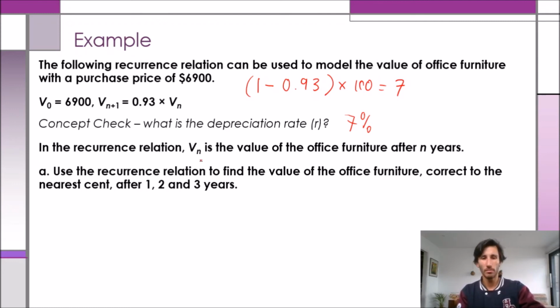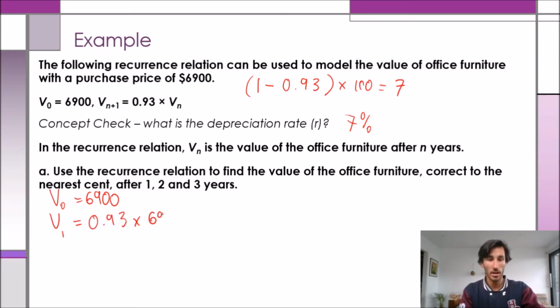Now, in the recurrence relation, Vn is the value of the office furniture after n years. Use the recurrence relation to find the value of office furniture correct to the nearest cent after 1, 2, and 3 years. All right, I'm just going to flip my cheat sheet. So we know V0 is 6,900. It's a good thing to write that down sometimes. V1 is equal to 0.93 times 6,900, so the previous value, and this is equal to 6,417.